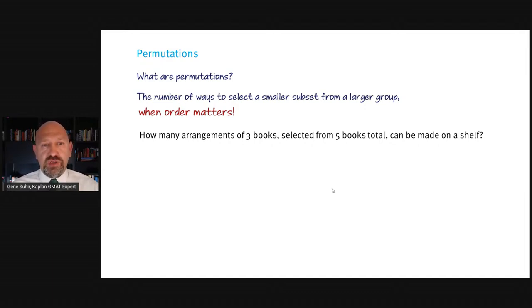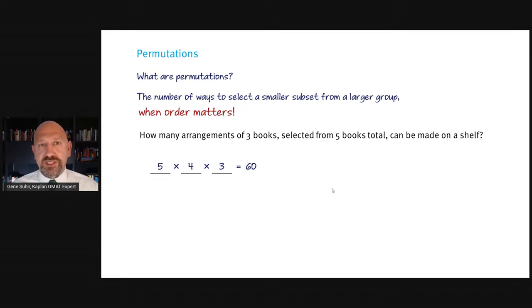How many arrangements of 3 books selected from 5 books total can be made on a shelf? So we're still going to set up the slots like we did with the shelf at the very beginning of this hour, except this time we only set up 3 of those slots, 1 for each of the books that's actually going to get selected. Now, it is an arrangement, so order matters. So when we go to select the first book for that first slot, we have 5 options to pick from. Once you put a book there, now you have 4 options for the next slot. And once you put a book there, now you have 3 options for the next slot. Treat it like it's almost like 3 separate events. Pick a book, pick a book, pick a book. Find those outcomes separately and then multiply them.